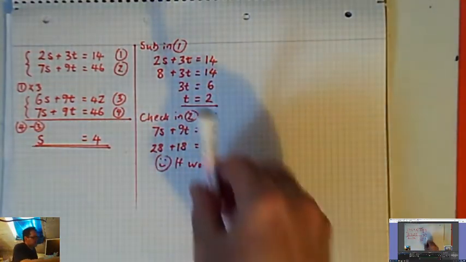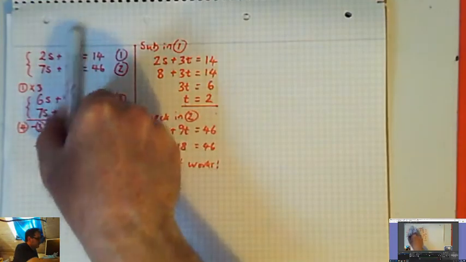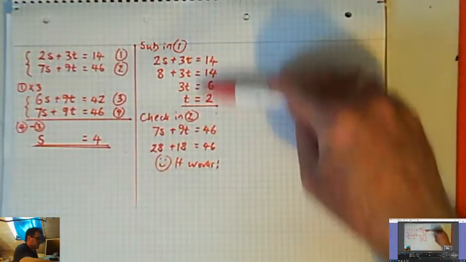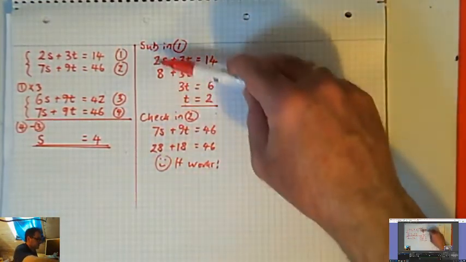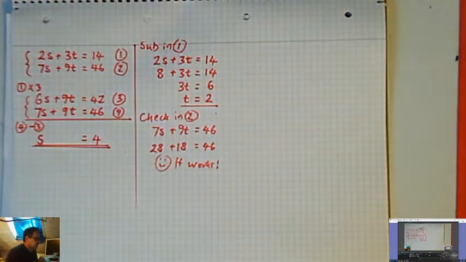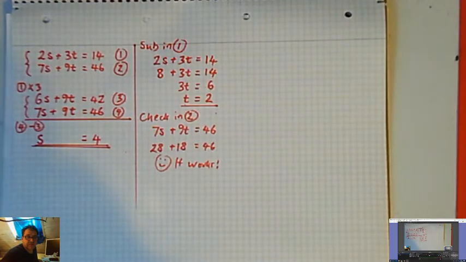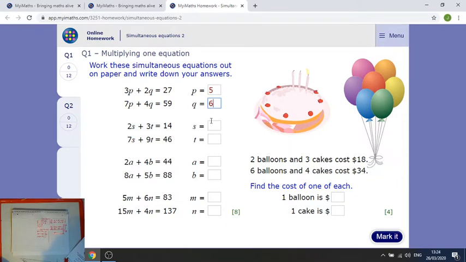Notice the neat vertical alignment of everything. Equals lined up, t's lined up, s's lined up. So try and emulate that if you can. Okay, so I'm just going to go on to my iMath there and fill in the 4 and the 2.